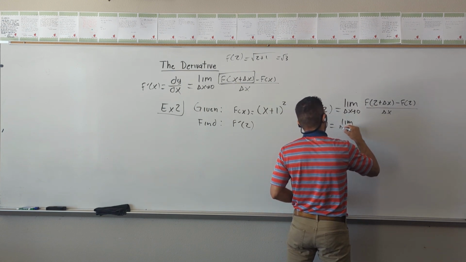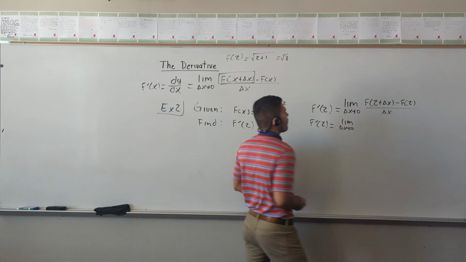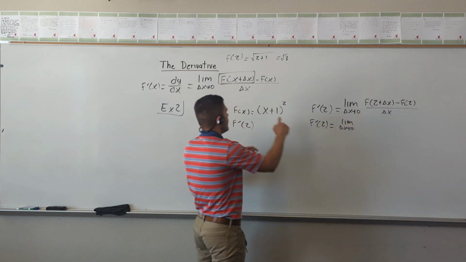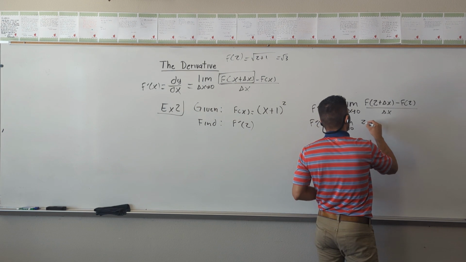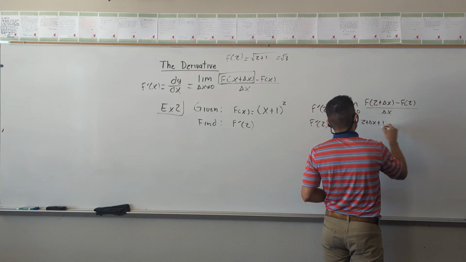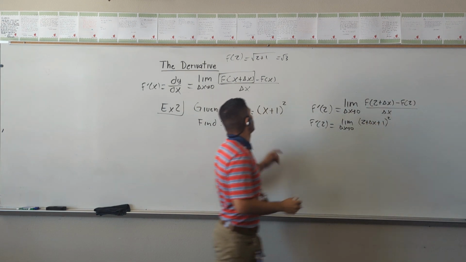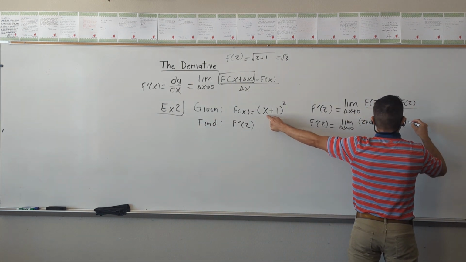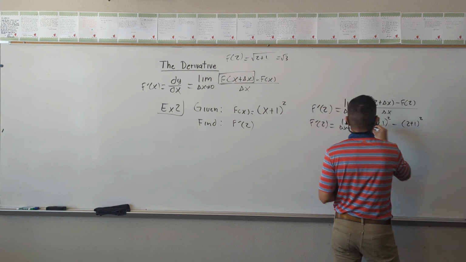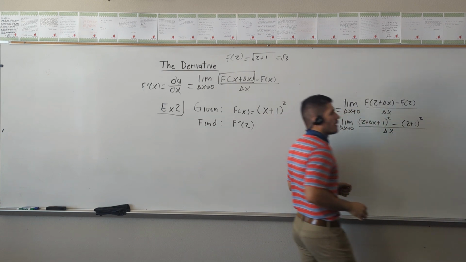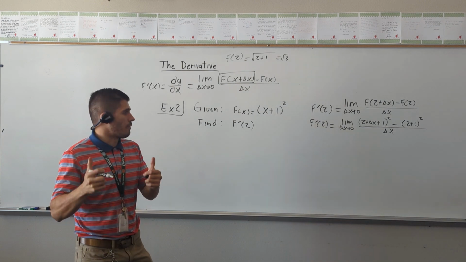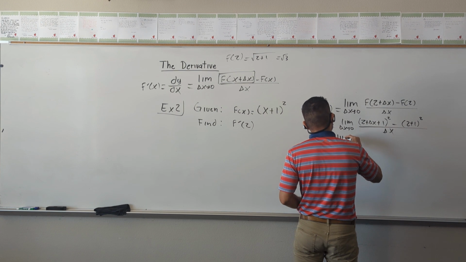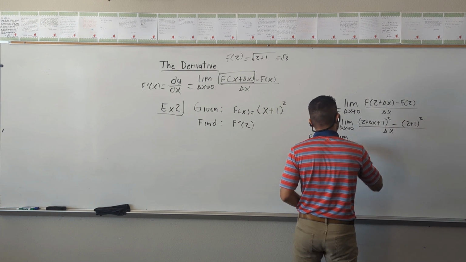So, limit as delta x approaches 0. I need to figure out what f of 2 plus delta x is, which, remember, all that means is I need to put 2 plus delta x inside this x. So that would be 2 plus delta x plus 1 squared, minus f of 2. So minus, I'm going to put a 2 in for x, so 2 plus 1 squared, all over delta x. Perfect. Simplify. All right, f prime of 2 would equal the limit as delta x approaches 0.